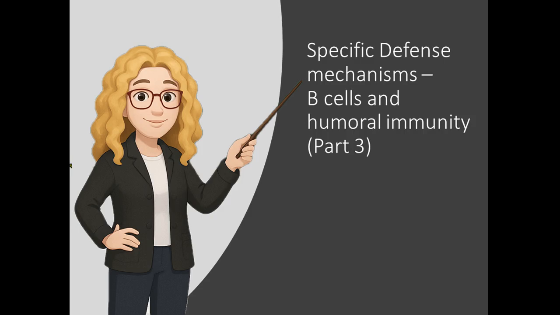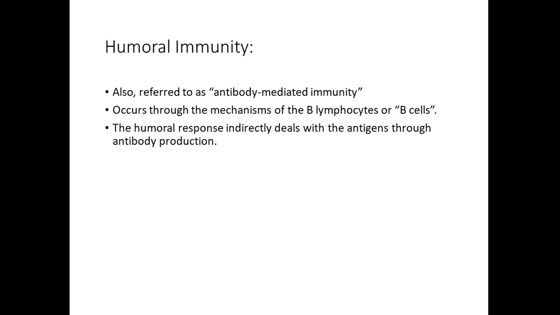In this video, we're going to conclude our discussions of the specific defense mechanisms looking at B cells and the humoral immune response. Now, the humoral immune response is a third-line defense. It is a specific immune response, and it is going to be a response that uses antibodies. Therefore, we say it's antibody-mediated response.